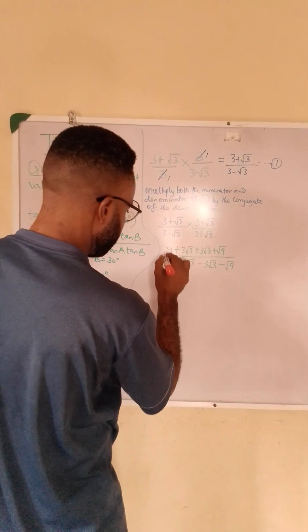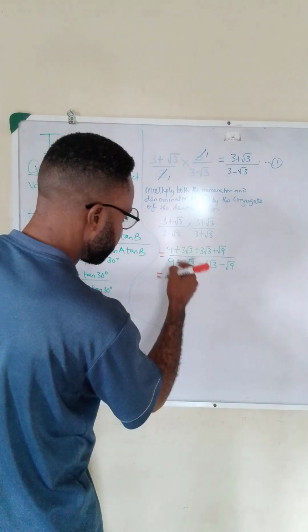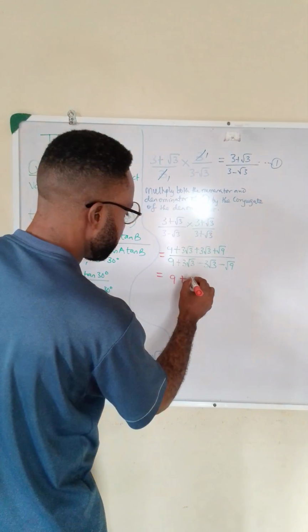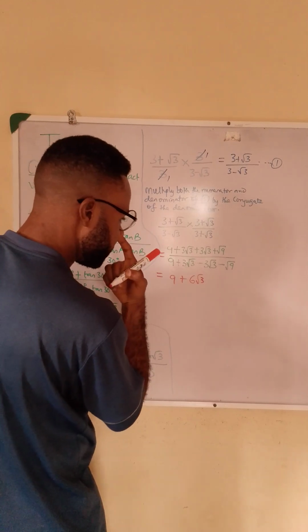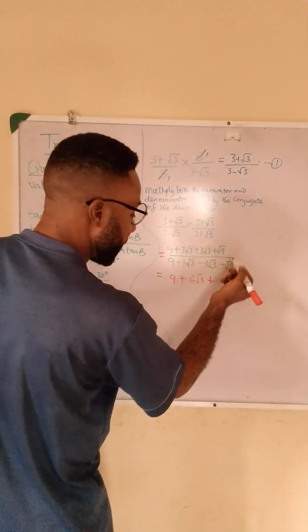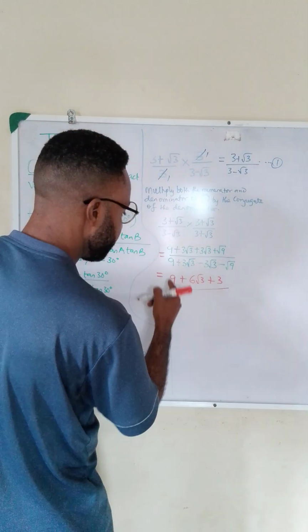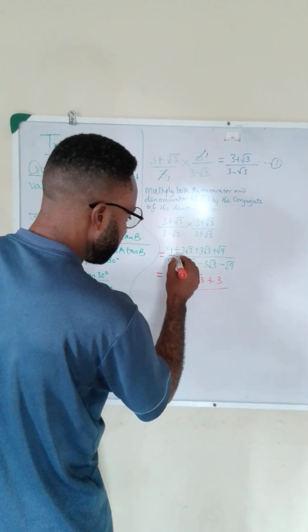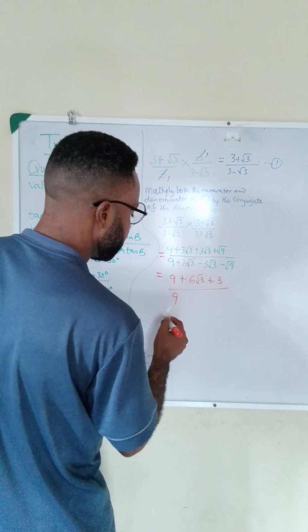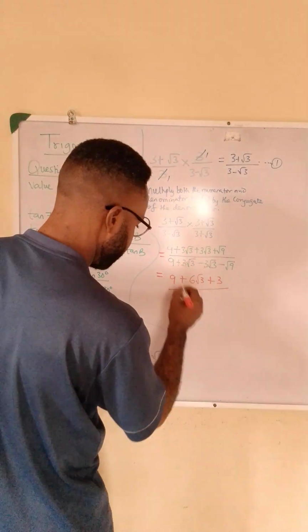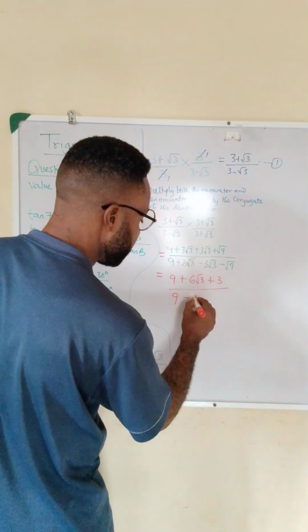So this will be equal to 9 plus 3 root 3 plus 3 root 3, which gives 6 root 3, plus root 9, the same thing as square root of 9, which is 3. Divided by, in the denominator, 9 plus 3 root 3 minus 3 root 3, which will cancel out. So it will be 9 minus root 9, which is square root of 9, that is 3.